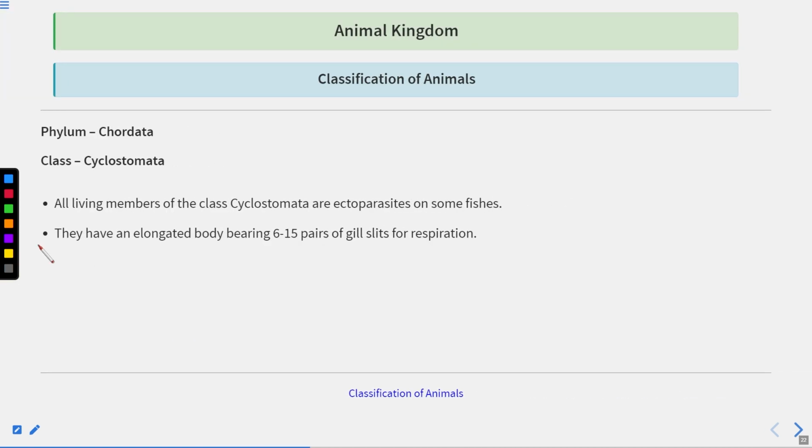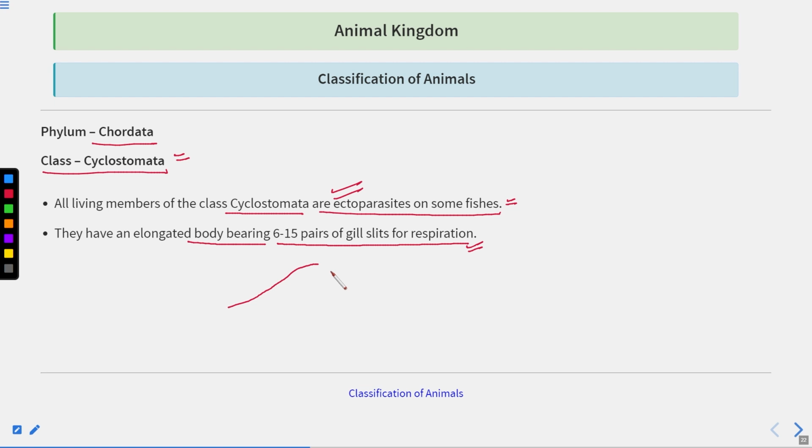So let us talk about the Cyclostomata. If we talk about the Chordata, the first class is the Cyclostomata. All living members of the class Cyclostomata are ectoparasites on some fishes. They have an elongated body bearing 6 to 15 pairs of gill slits for respiration. The body is like this, and they have gill slits for respiration.